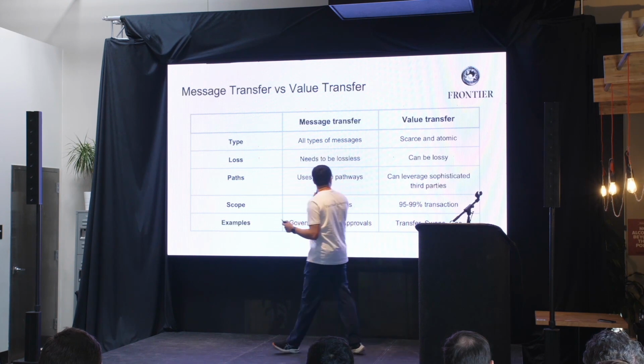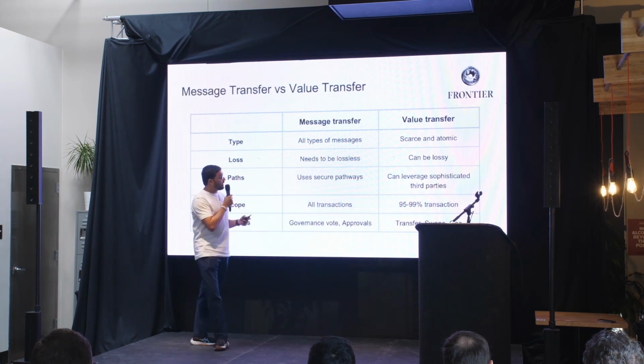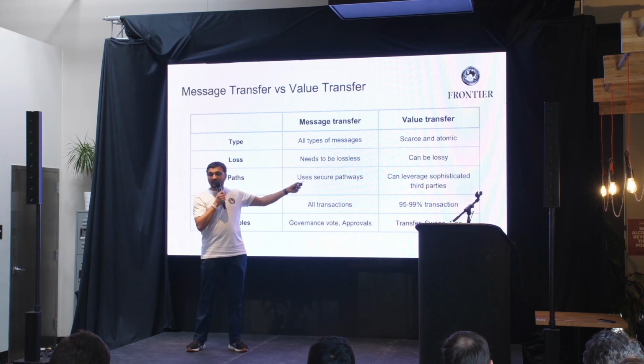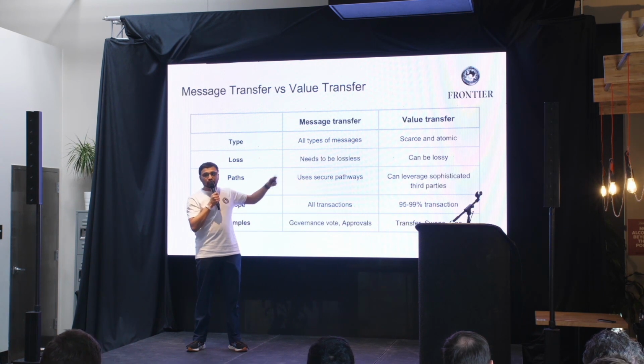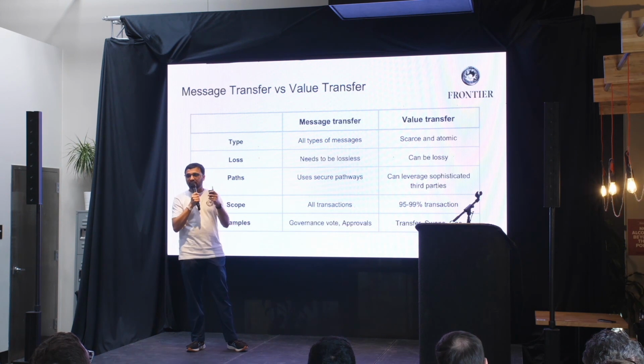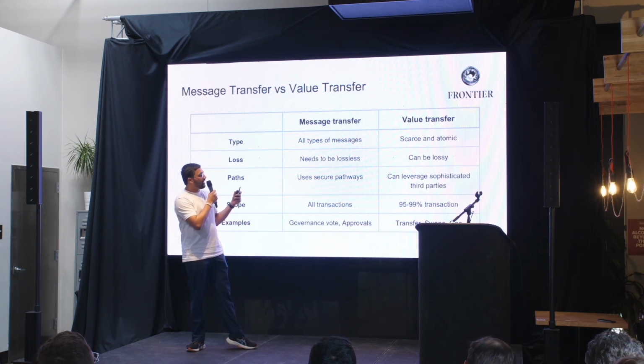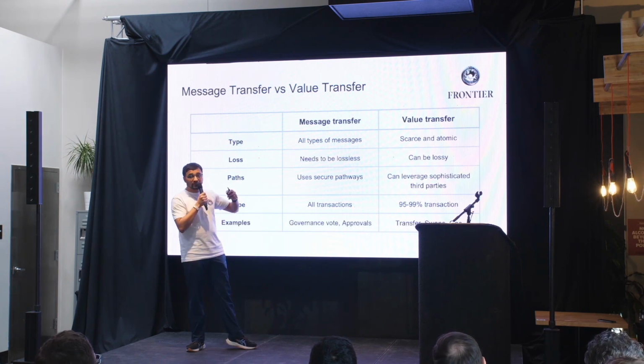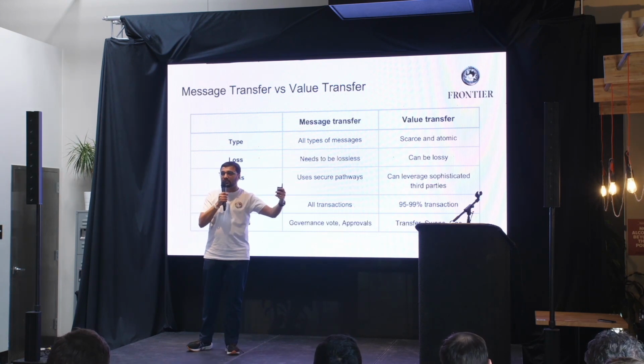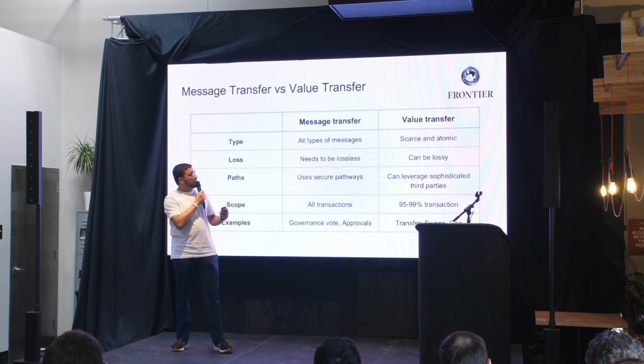The second type of transfer that blockchains are meant to do is value transfer, and this is what blockchains are made for. When you transfer value from one place to another, it has to be scarce. You need to maintain the scarcity and the atomicity of that transaction. Basically, if you're sending from one person to another, you need to deduct balance from the first person and credit the second. And it can be lossy.